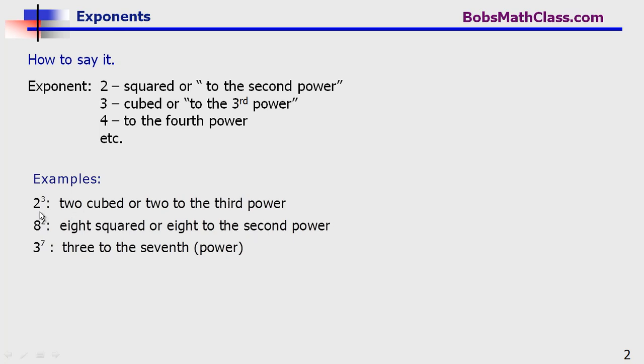Here's some examples. This would be read as 2 cubed, or 2 to the third power. The next one would be 8 squared, or 8 to the second power. The next one would be 3 to the seventh. You can actually just say 3 to the seventh, or you could say 3 to the seventh power. The word power could be left out, and it would still be implied that it's an exponent, 3 to the seventh. So just how to say it is important.